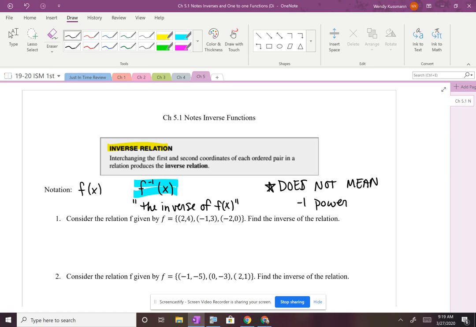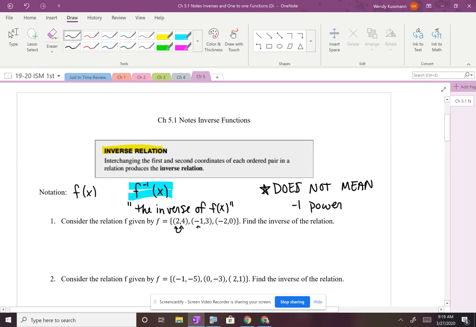Number 1 says, consider the relation of f given by these sets of ordered pairs. Find the inverse of the relation. All you do is, it says up here, interchanging the first and second coordinates. All you're going to do is flip the x's and y's. So you take this ordered pair 2, 4, flip it. That gives you the inverse of that ordered pair. Take the ordered pair negative 1, 3, flip it. That gives you the ordered pair of the inverse.